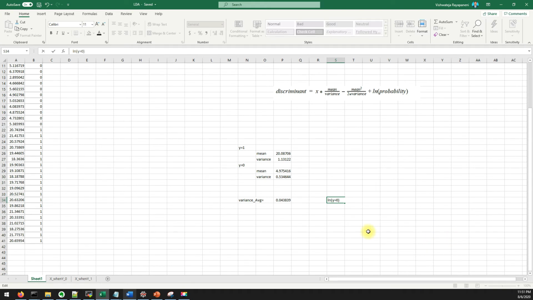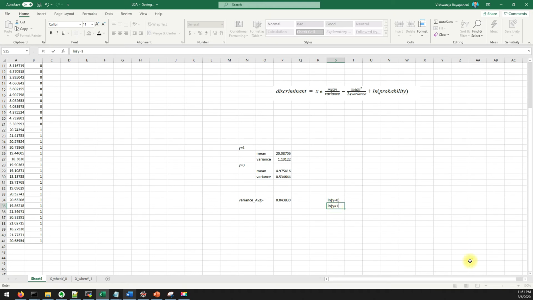You can write capital P, probability of y equal to 0. We know, right? Count of y equal to 0 divided by count of y equal to 0 plus count of y equal to 1. So obviously we'll get 0.5 both for the probability of y equal to 0 and the probability of y equal to 1. Why? Because we have equal classes, right?